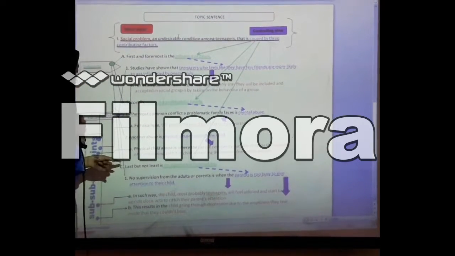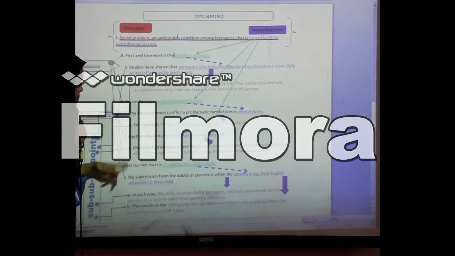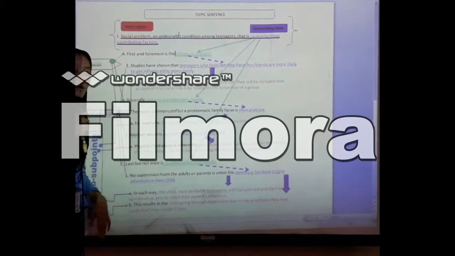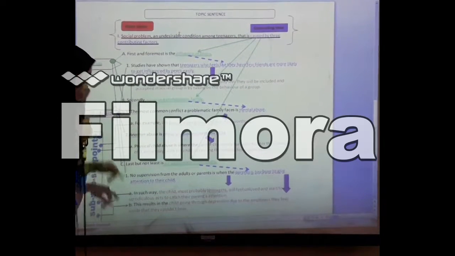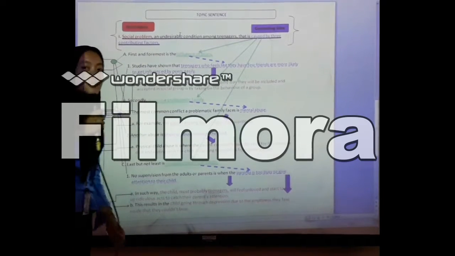And lastly, we have uppercase C. Under uppercase C, we have Arabic number 1. And under Arabic number 1, we have two subpoints, which are lowercase a and lowercase b. And that is all from me.